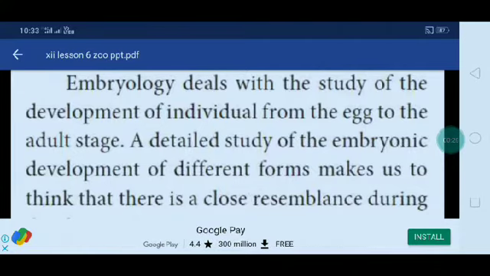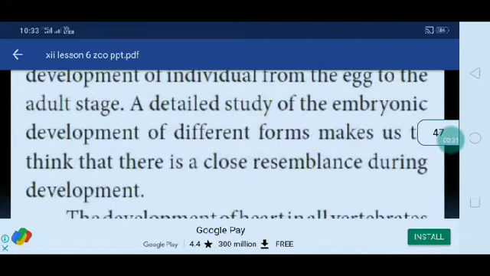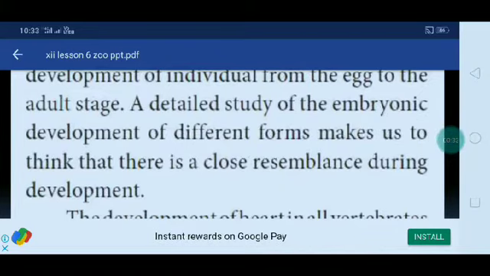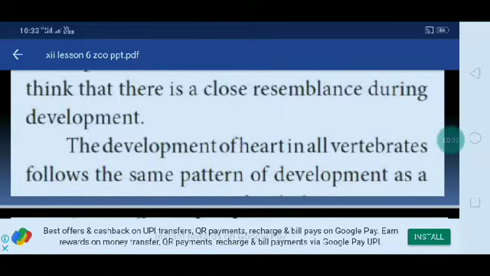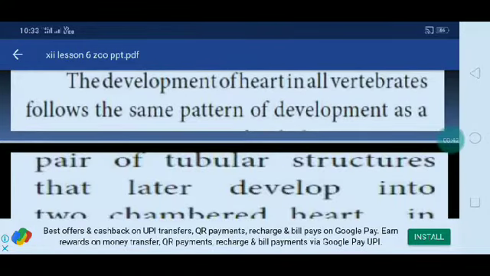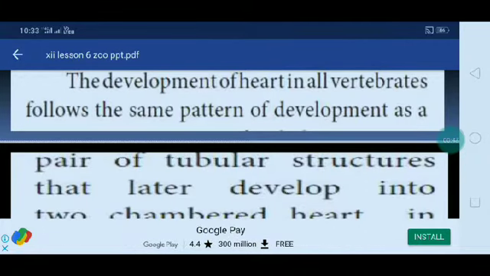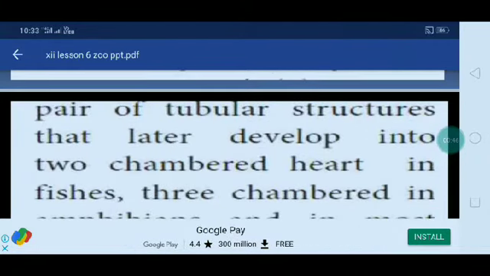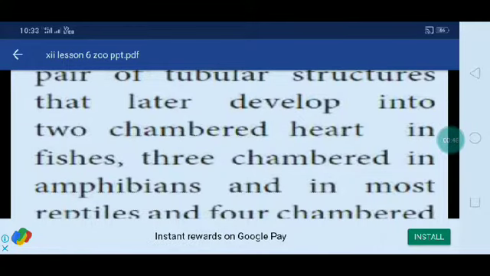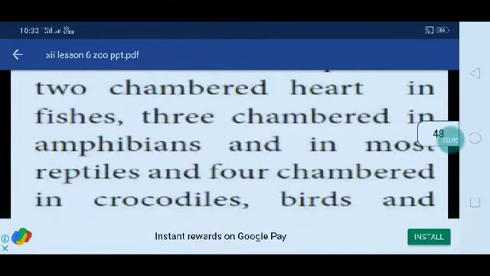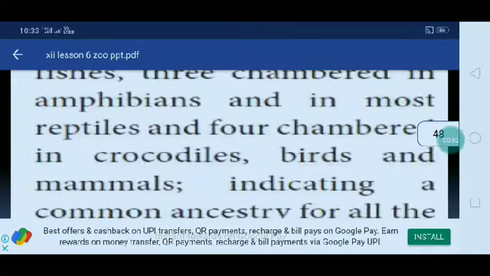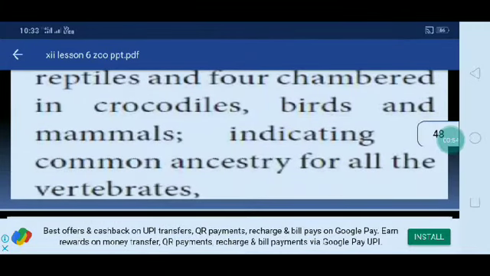A detailed study of the embryonic development of different forms makes us think that there is a close resemblance during the development. The development of the heart in all vertebrates follows the same pattern, as a pair of tubular structures that later develop into a two-chambered heart in fishes, three-chambered in amphibians and most reptiles, and four-chambered in crocodiles, birds and mammals, indicating a common ancestry for all the vertebrates.